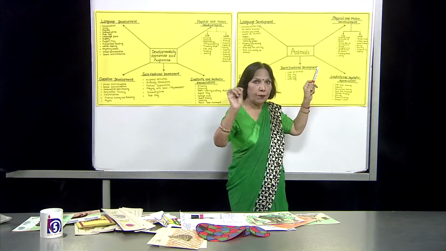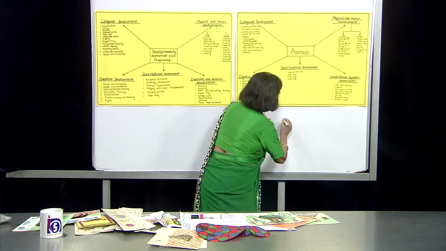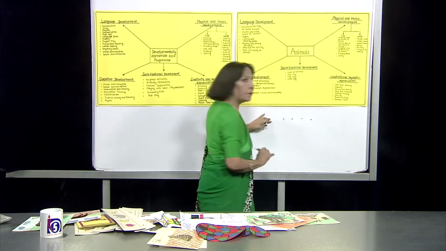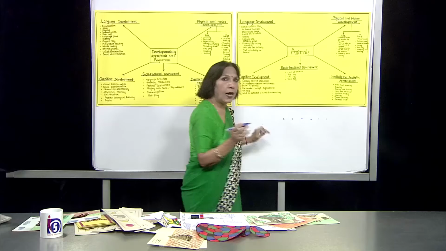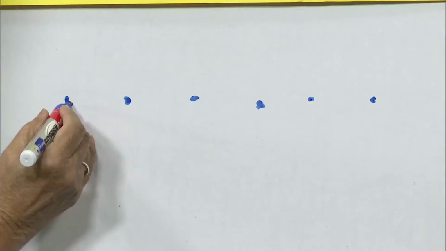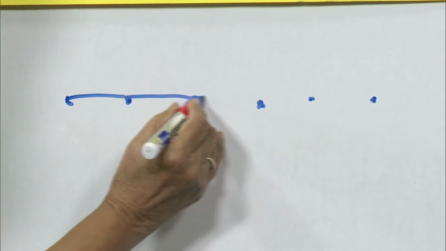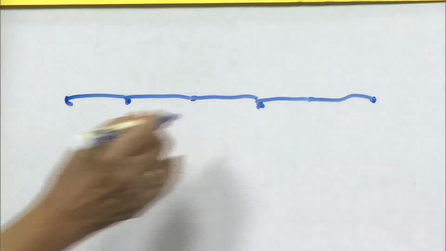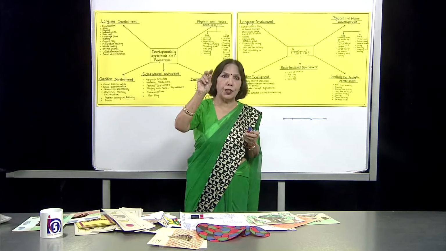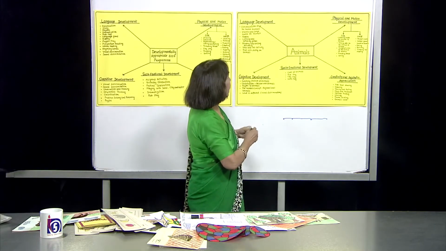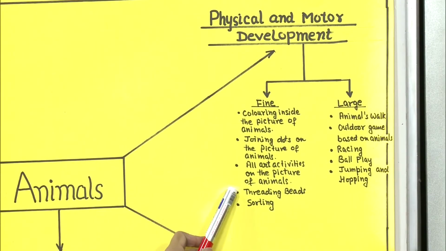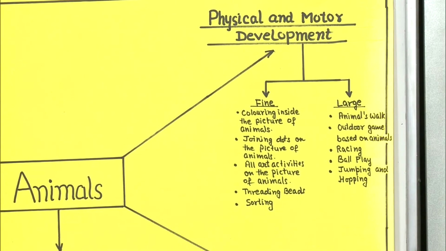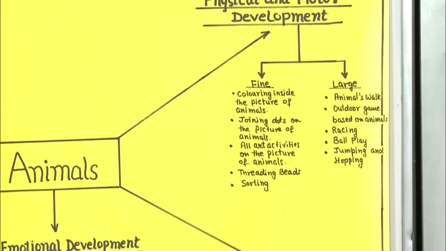Suppose I ask the children to join the dots. So, children will join the dots and this activity will help in fine motor development. Okay. And then all art activities are for fine motor development, threading beads and sorting.